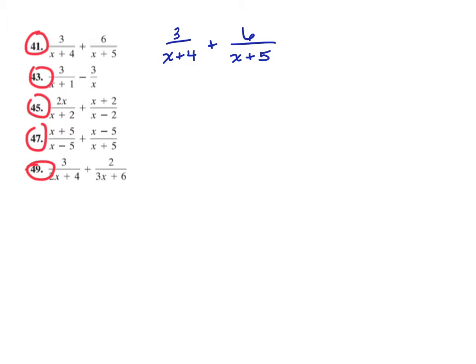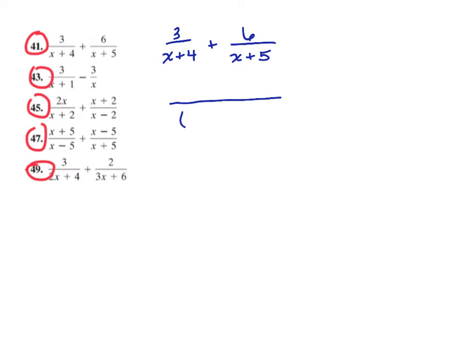Before we start this problem, I want to remind you of a couple things. First of all, to add fractions, you need a common denominator, and that denominator will always have to come from the two denominators that you're already working with. In this case, x plus 4 and x plus 5 don't have anything in common, so we're going to have to use both of them for our common denominator.